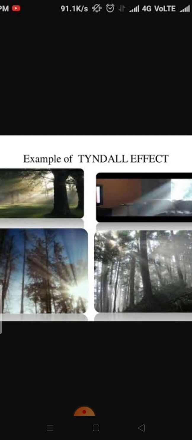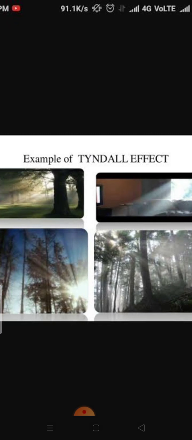It is also observed when sunlight passes through the canopy of a dense forest. This is due to scattering of light by the colloidal particles of mist. What is mist? Tiny droplets of water dispersed in air. Because of that, we can easily see the Tyndall effect.